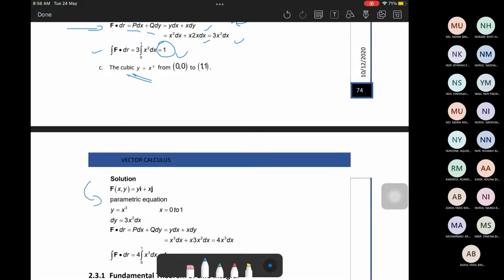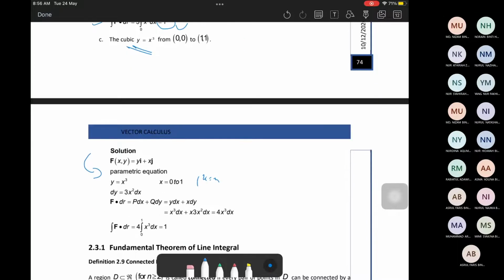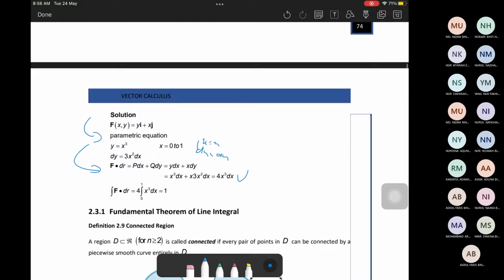Jadi parameter equation adalah y equal to x cube and x equal to x. Jadi dy equal to x square dx and dx equal to dx. So information semua kita masuk dalam ni. Kita akan dapat 4x cube dx. Dan kita integrate 4x cube dx f dr from 0 to 1. Kita juga akan dapat 1.